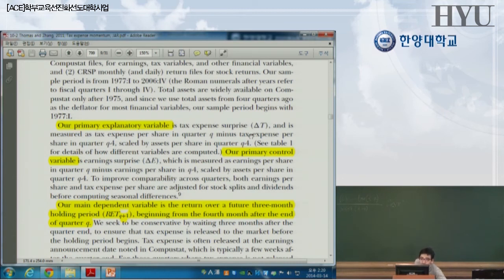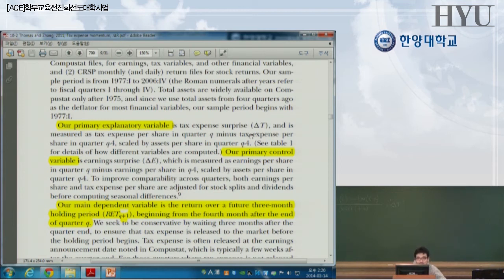Delta T is measured as the tax expense per share in quarter Q minus the tax expense per share in quarter Q minus 4, and that's scaled by assets per share in quarter Q minus 4.